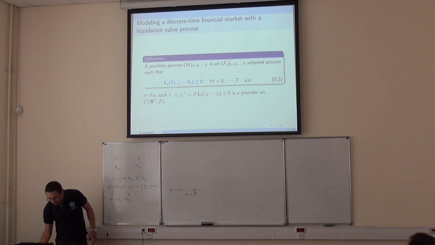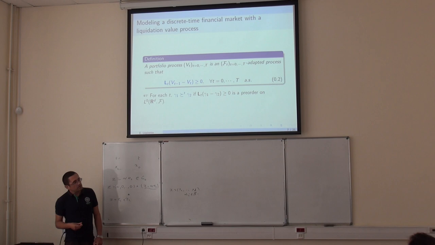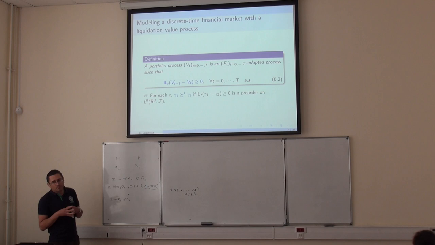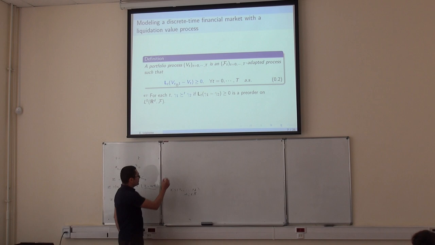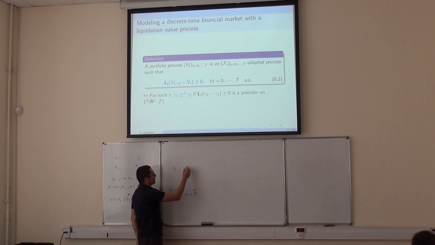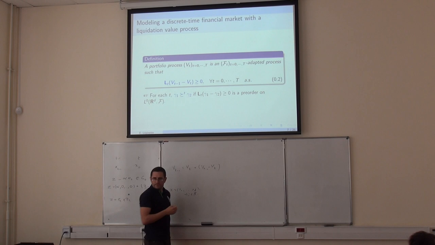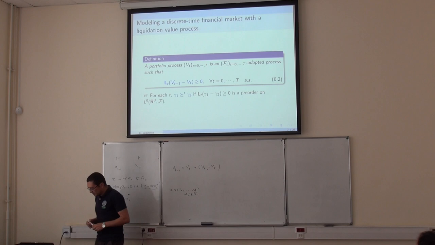In this context of a very general financial model, we call a portfolio process, as explained before, just an adapted process which satisfies this dynamics. Because, as I told you, you can transform the last position Vt-1 at time t-1 into Vt plus Vt-1 minus Vt, so that you require that this position is solvent, or equivalently, that the liquidation value is positive.